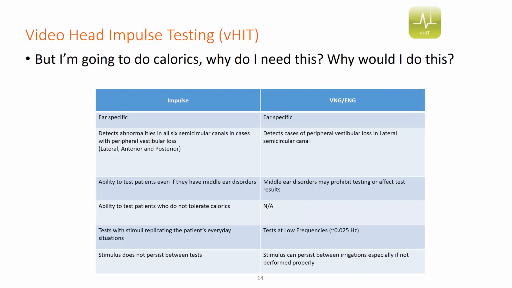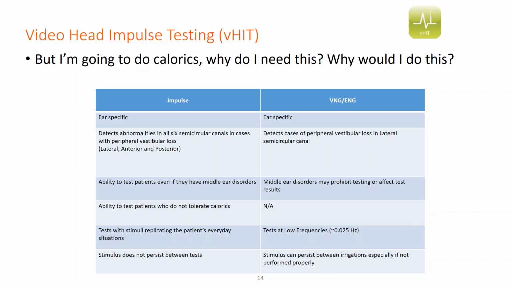So a lot of people will sit there and say, if I'm assessing semicircular canal function and I'm going between calorics and VHIT, why would I need to do impulse? Well, both are ear specific, but again, with the impulse, you're going into all 6 semicircular canals, whereas with VNG, ENG, you're really only looking at the lateral canal with your caloric test.